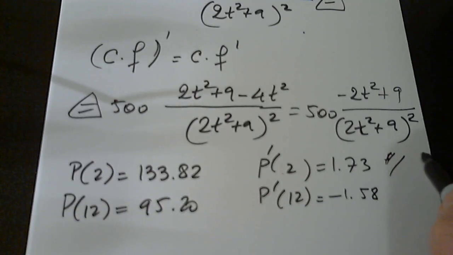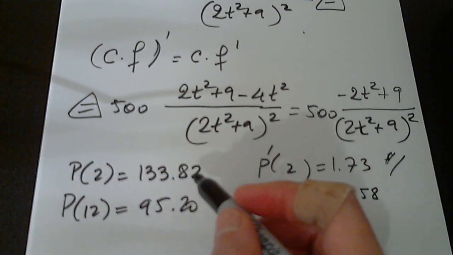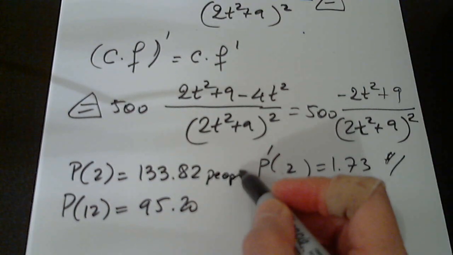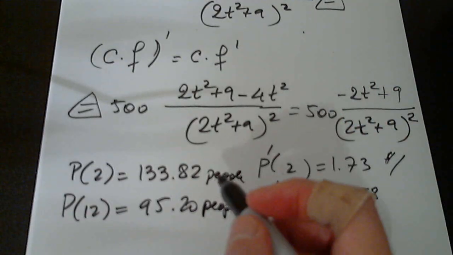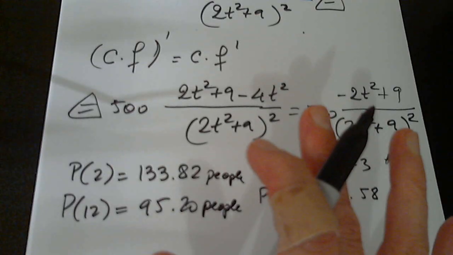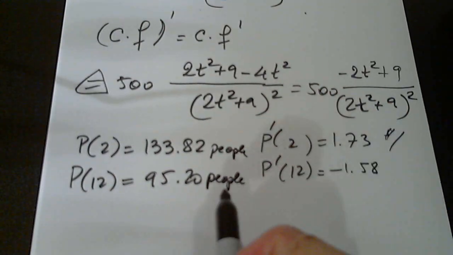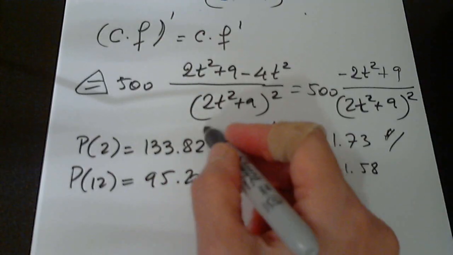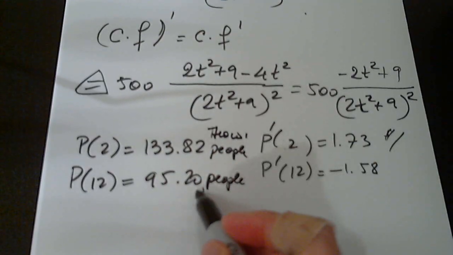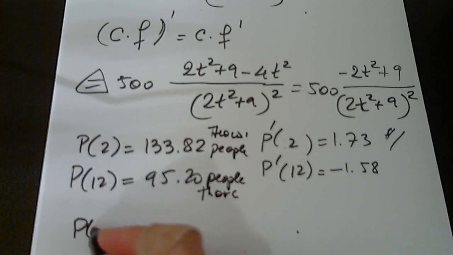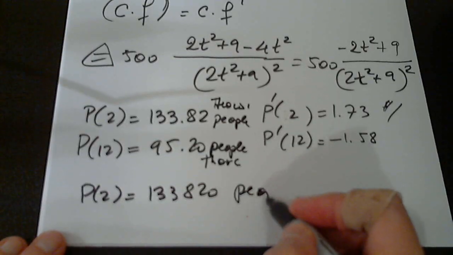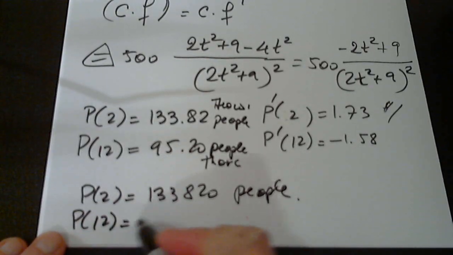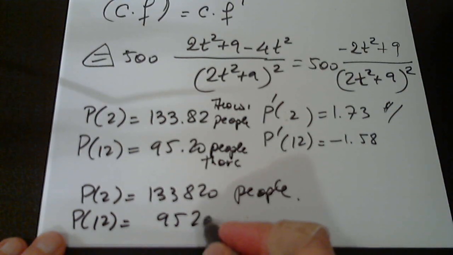This is in dollar, I was still thinking of dollars per unit. So this is people. And this is the thousands, actually. Oh, okay. So either write thousands or better, P of 2, 133,820 people. And P of 12, 95,200 people.